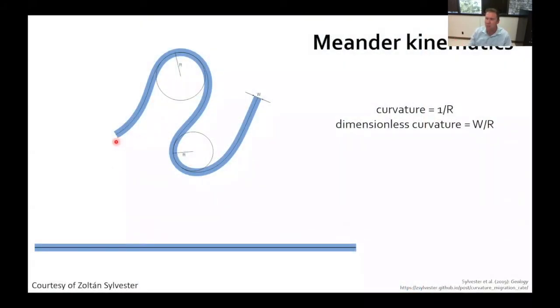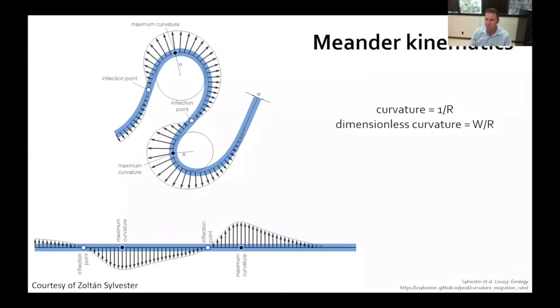So here's a general couple of bends of a meandering river. Radius of curvature is shown here for these two bends as R. And then what Zoltan did in this cartoon is he took these bends and straightened them out. So you've got this straightened segment, a straightened version of these two bends.